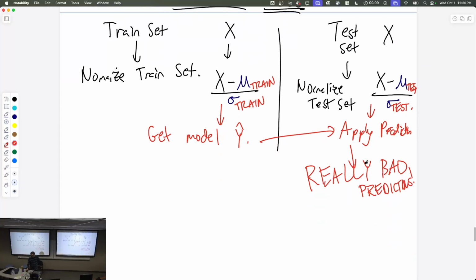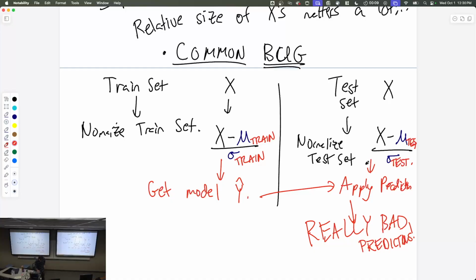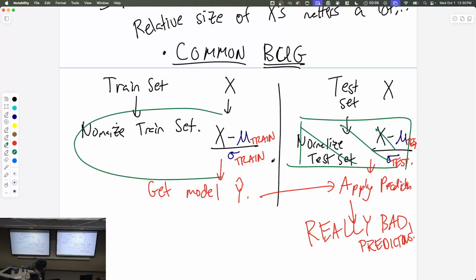To fix it properly, don't normalize like this. You have to take the normalizing, the x minus mu from the training set, and apply it to the test set. In scikit-learn, there's a thing called a normalizer, and you can apply the same normalizer to both. But the easiest way to avoid this bug also comes out with other things.